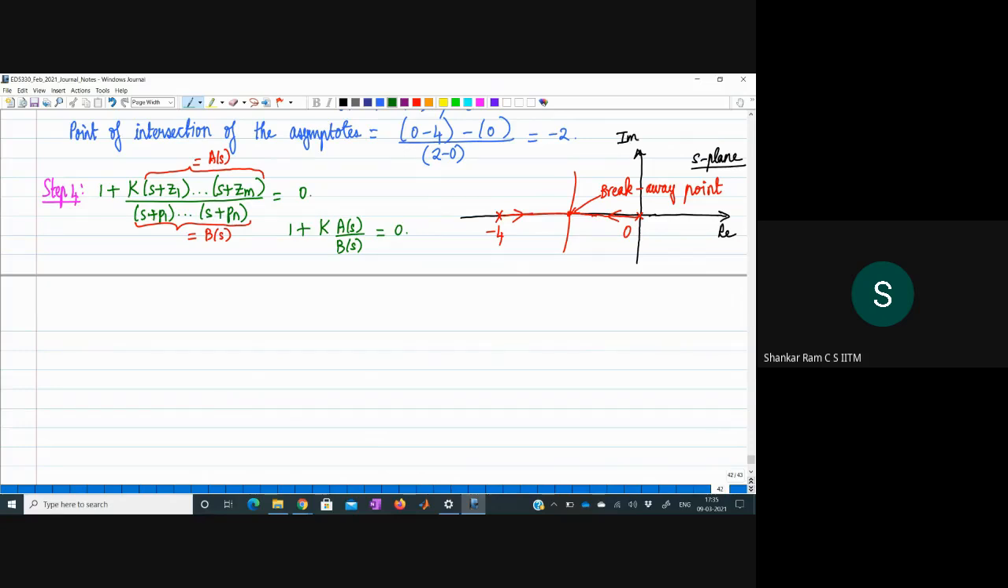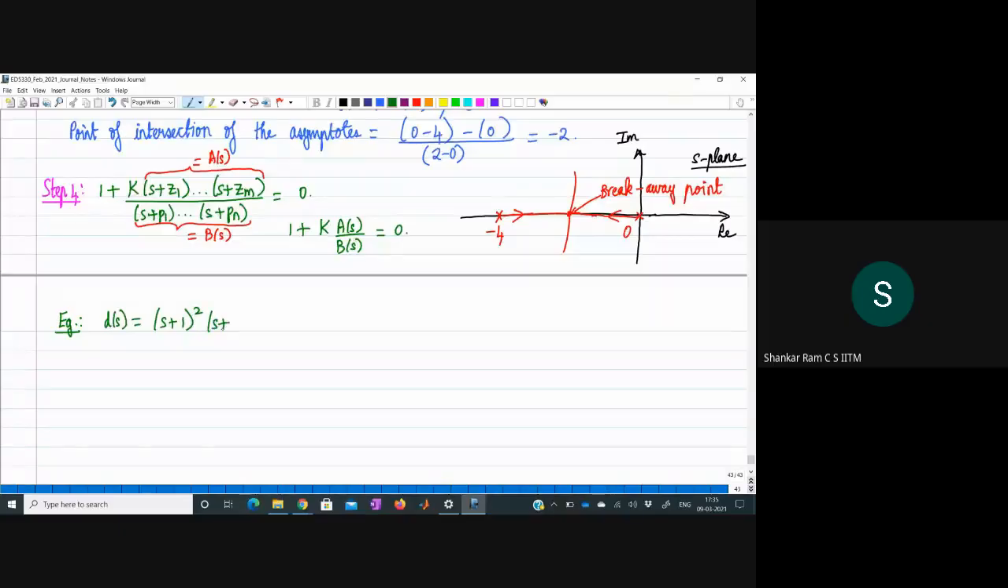But before we process, I just wanted to give you an example so that we can understand, right? So let's consider an example. Multiplied by s plus 2, right? What is the order of this polynomial?